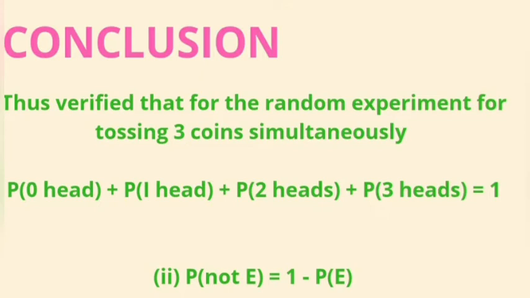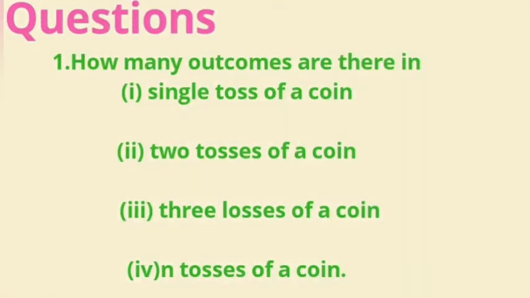Then moving further to the questions, the first one says how many outcomes are there in single toss of a coin, 2 tosses of a coin, 3 tosses of a coin and n tosses of a coin. We will be writing the sample space for all the cases and then counting the number of outcomes, also generalizing it for n tosses of a coin. So when you generalize this formula for n tosses of a coin, you can easily calculate the total number of outcomes possible if a coin is tossed n number of times.